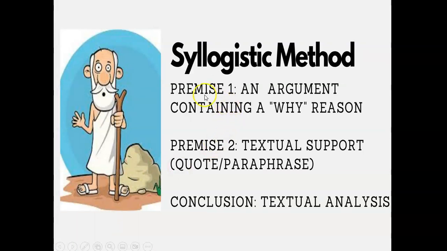Here's the kicker. First premise: an argument containing a why reason. Up top in the thesis, we do not state why. We just take a side, right? That's it. We take a side. We make our stance and we articulate it. In the first premise, we're going to get into the why reason.